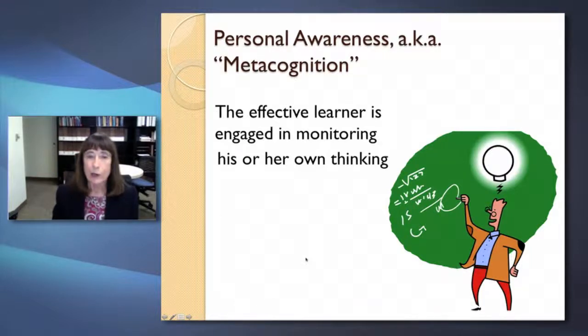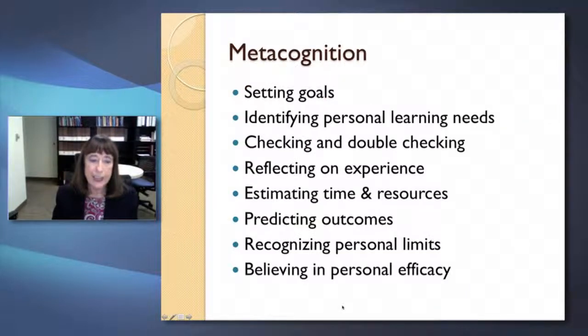Okay, so third big idea from the literature on learning. It has a fancy name, metacognition, which now you can say you know a good psychological term here, but it really is personal awareness. The effective learner is engaged, personally aware of his or her own thinking, and has the ability to reflect and to plan.